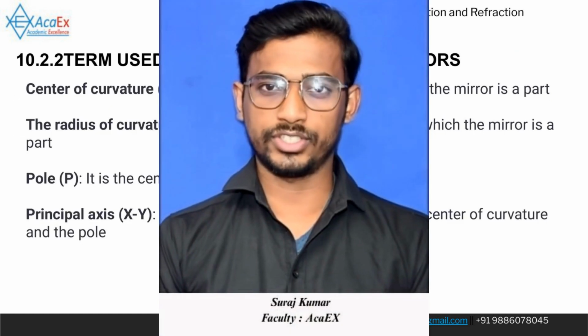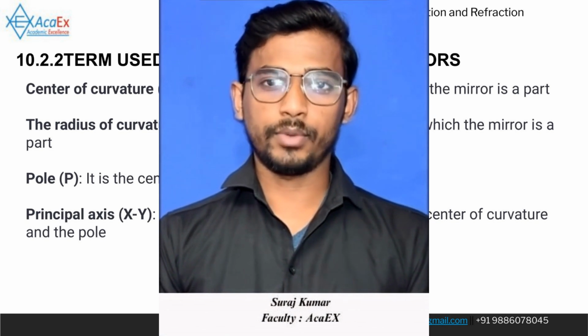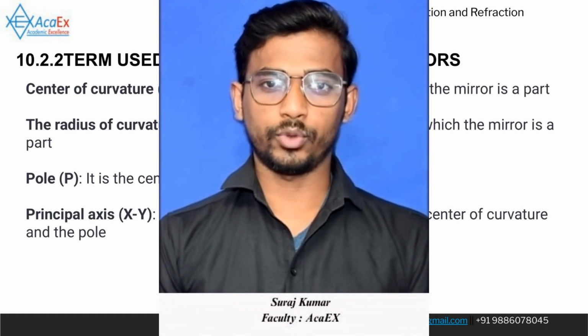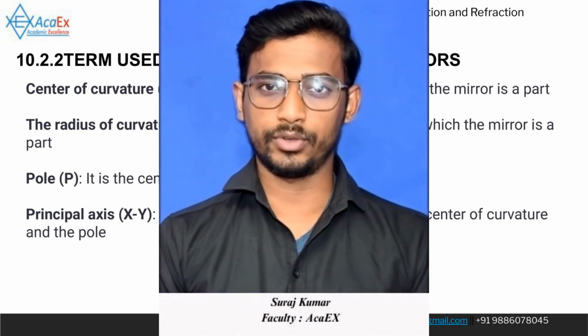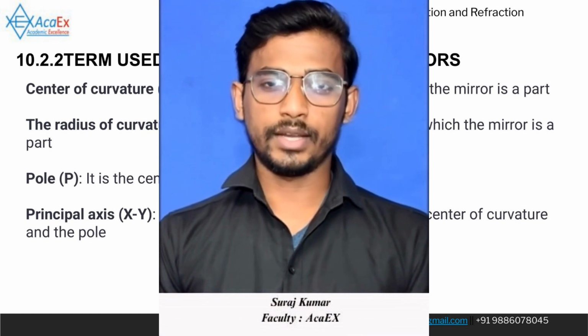Spherical mirror terminology. Center of curvature, C: the center of the sphere of which the mirror is a part. Radius of curvature: the distance from the center of curvature to the mirror. Pole, P: the center of the mirror's surface. Principal axis: a straight line through the center of curvature and pole.